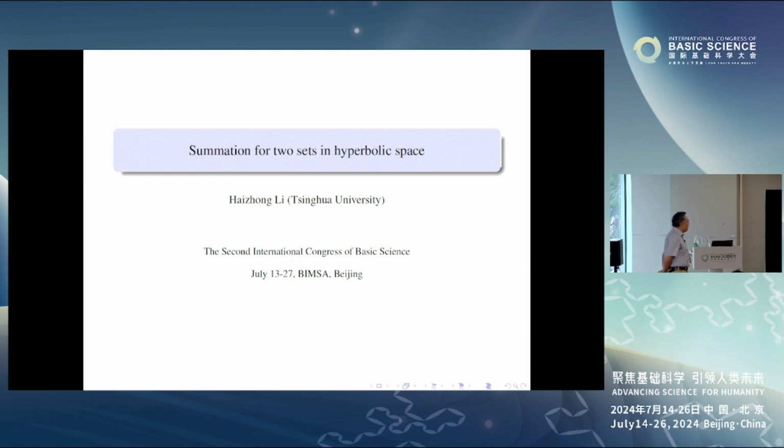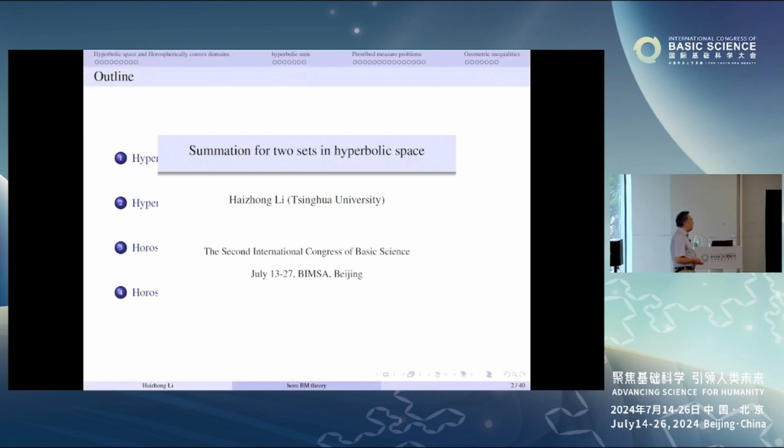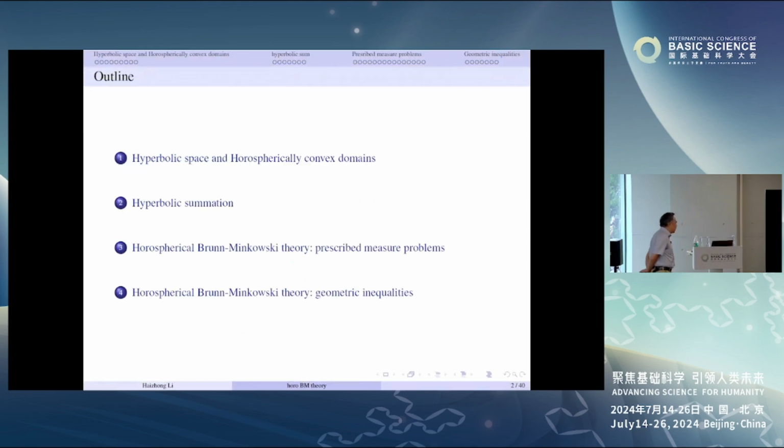Today I will talk about the summation for two sets in hyperbolic space. We will talk about the result we developed for the hyperbolic space. My talk will be divided into four sections. In the first section, we will talk about hyperbolic space and horospherically convex domains. In the second section, we will talk about the hyperbolic summation. This concept we first introduced.